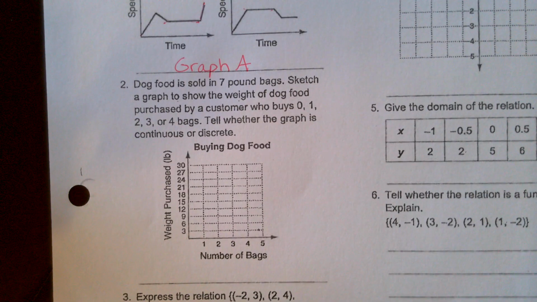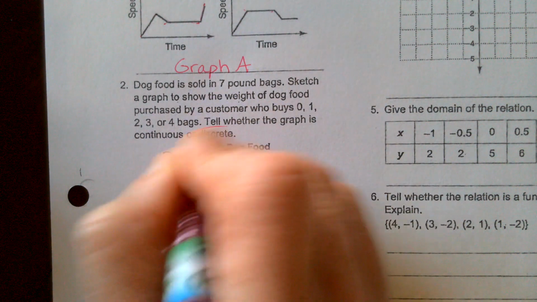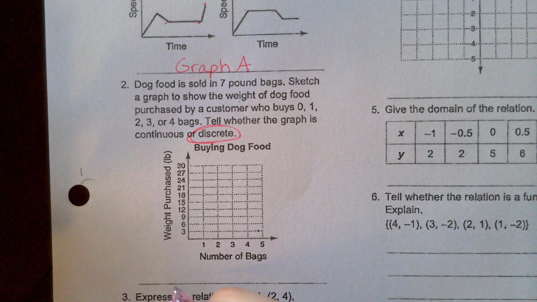Next, we've got dog food. Dog food is sold in 7-pound bags. Can we go in the store and rip the bags apart and take 1 pound out instead? No, we cannot. So right away I see that discrete jumping off the page at me. It is discrete. I don't have to read anymore.